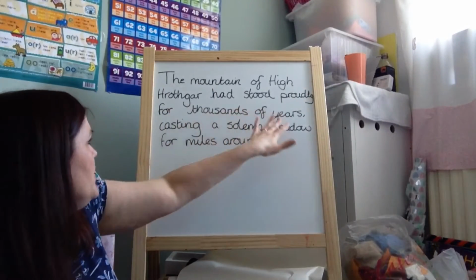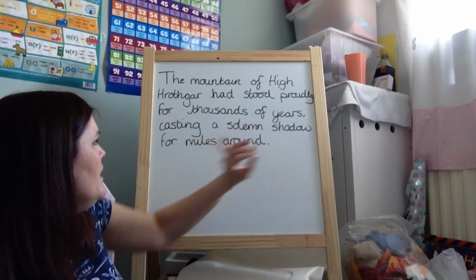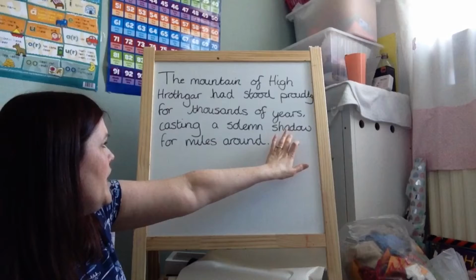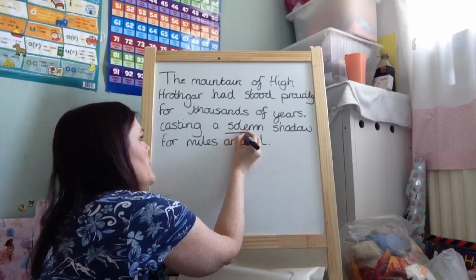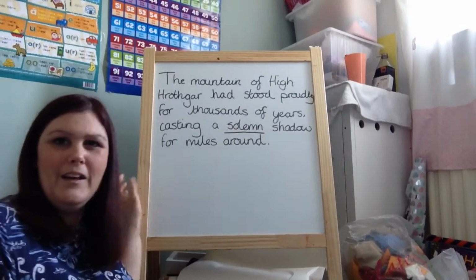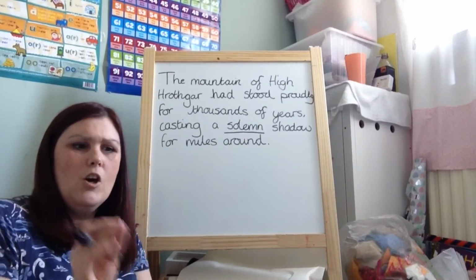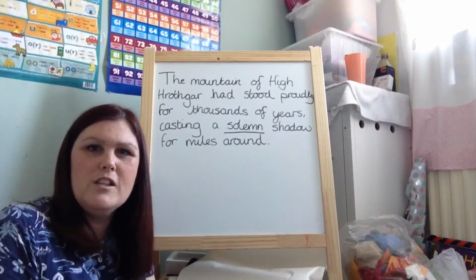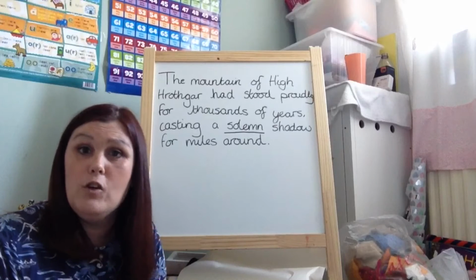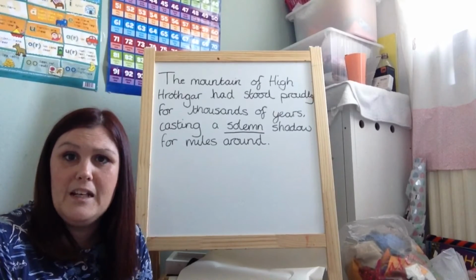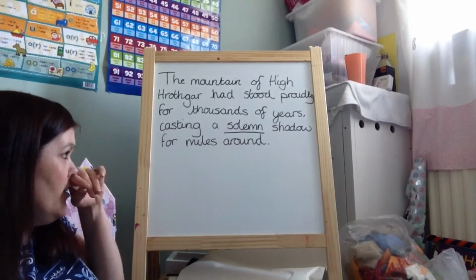For thousands of years, casting a solemn shadow for miles around. So our next noun is shadow, and we do have an adjective in front of the word shadow. We have the word solemn. Now, a little challenge for you. If anyone could add a note onto the post for this, what does the word solemn mean? Clarify that word. You could look it up in a dictionary, or if you already know the definition of that word, have a go at writing it. So a little challenge for you there. So that's our first adjective we have there.